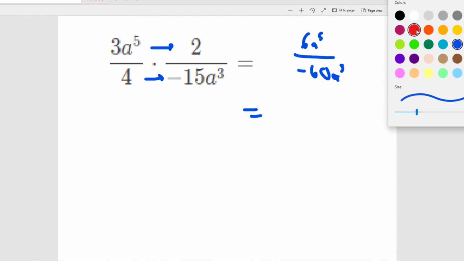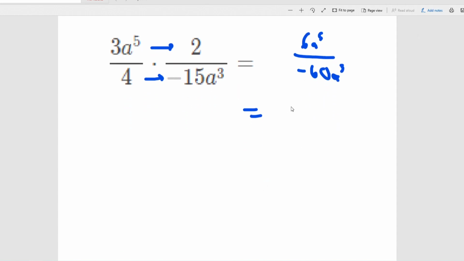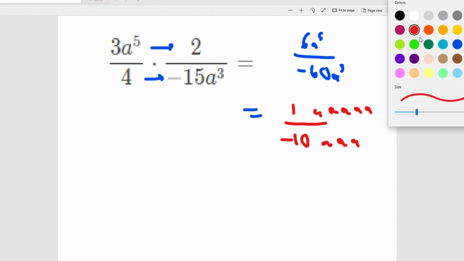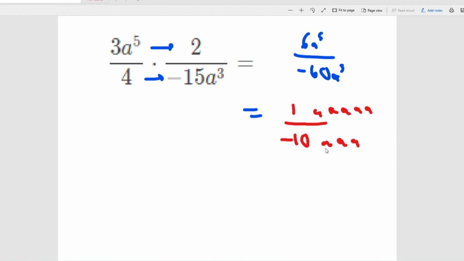So 6 divides by 6 just to get 1. Negative 60 divides by 6 to get negative 10. Then we can look at the a's. Technically there's 5 a's up here and 3 a's down here. Each a in the top and bottom can divide to 1. Anything divides by itself to get 1.